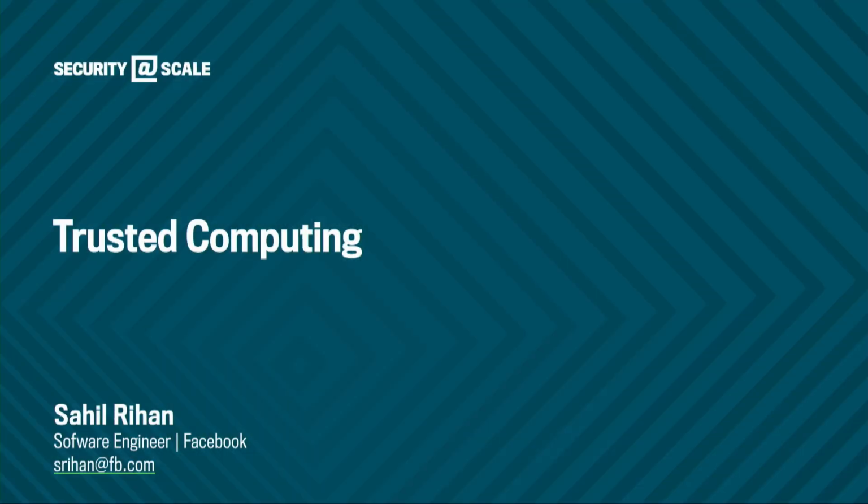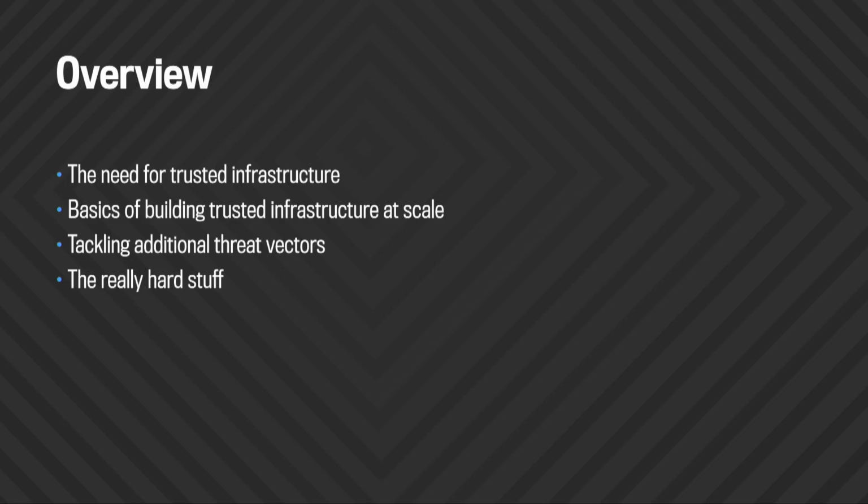So I'm going to talk to you a little bit about trusted computing. All that stuff is how you can get in touch with me if you're super passionate about this stuff. So what are we going to talk about today? We're going to talk about why you need trusted infrastructure, and by infrastructure, I mean basically all the stuff that's running inside of your data centers. What do we mean by trusted infrastructure? How can we build that at scale? And then later on in the talk, we're going to talk about what are some of the more gnarly problems and unsolved problems, and what can we do about them.